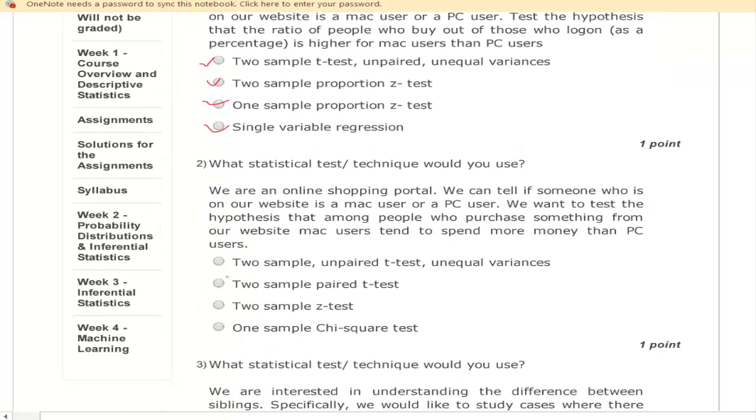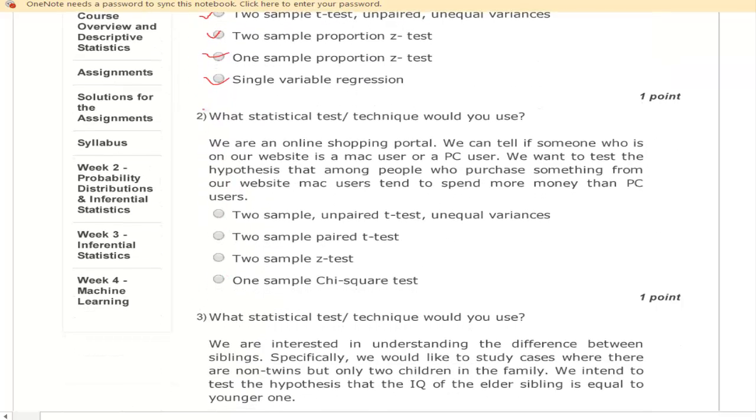Okay, moving on to question 2. So let me circle that. We are an online shopping portal, and we can tell if someone who visits our website is a Mac user or a PC user. We want to test the hypothesis that among people who purchase something from our website, Mac users tend to spend more than PC users.